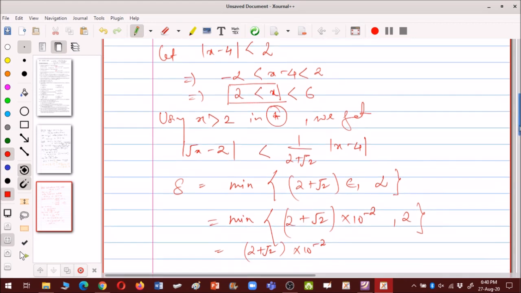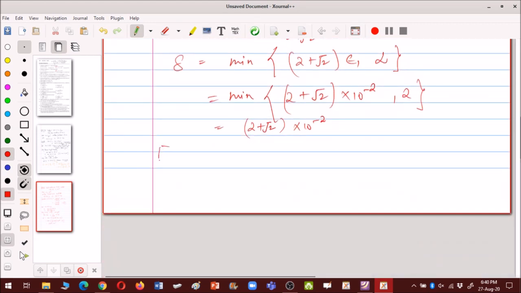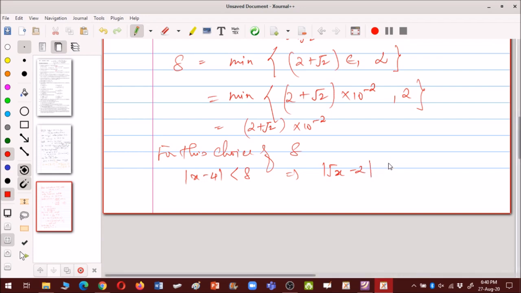So this is the delta we want. For this choice of delta, mod x minus 4 less than delta implies root x minus 2 is less than epsilon, which is 10 raised to the power minus 2. So this is the second question. Now let us try some other questions.